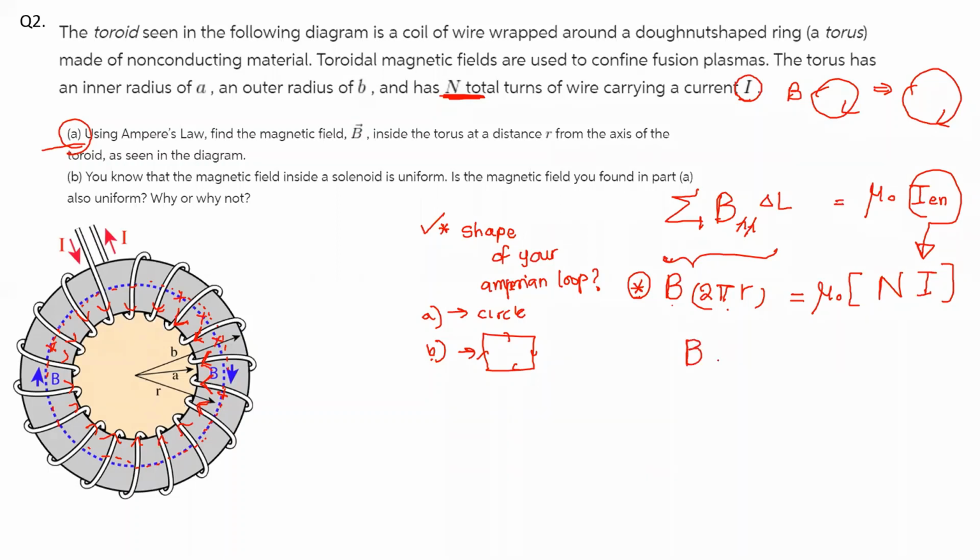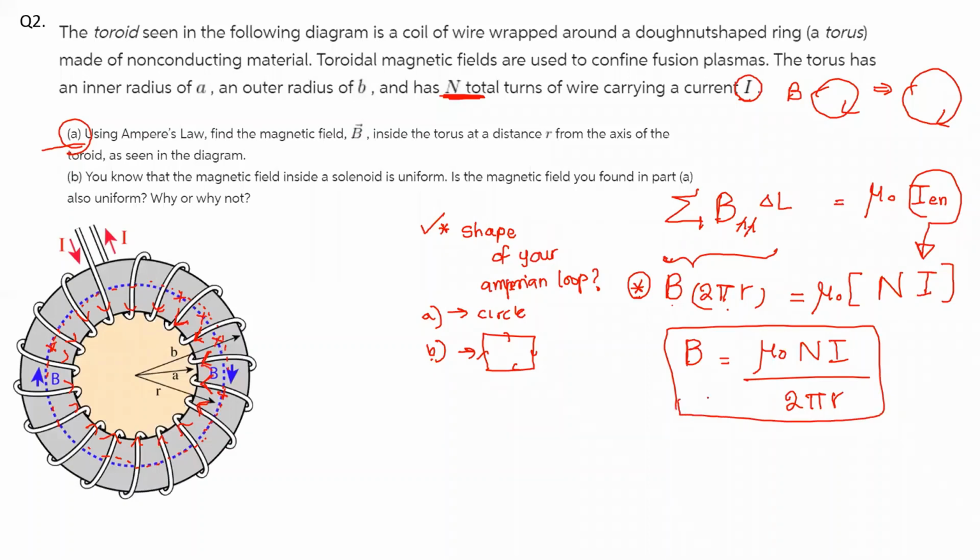So what do you get? B is equal to mu naught N I divided by 2 pi r. Easy, right? Not that easy. So what I recommend is to redo these problems again. Then you will see that these are very similar.